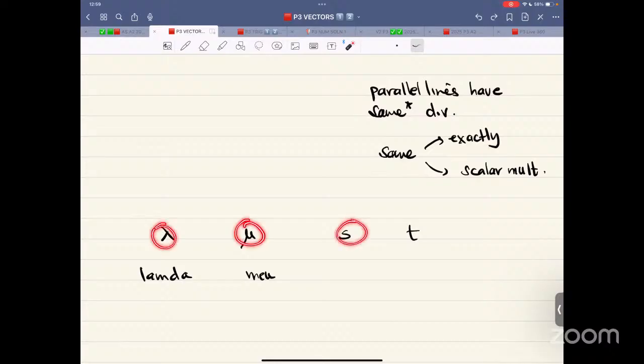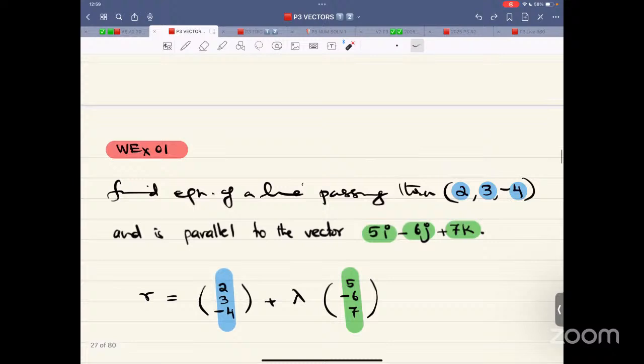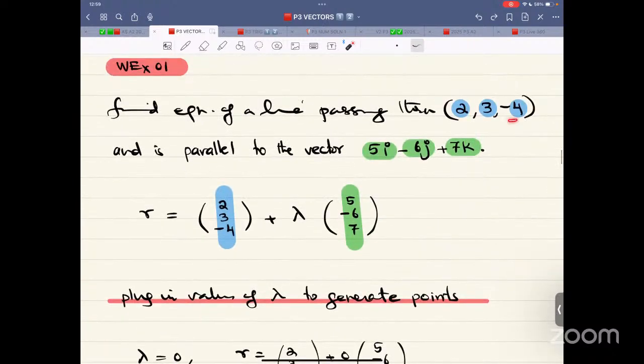Different terminologies of different symbols that we use for lambda. Lambda and mu, that's Latin, Greek. S and T, that's English. Find the equation of a line passing through this point and it's parallel to this vector. So parallel to something, that is the direction vector. Passing through this point serves as the fixed point.